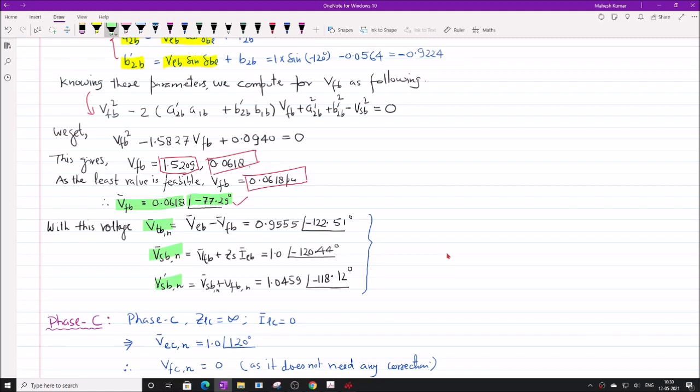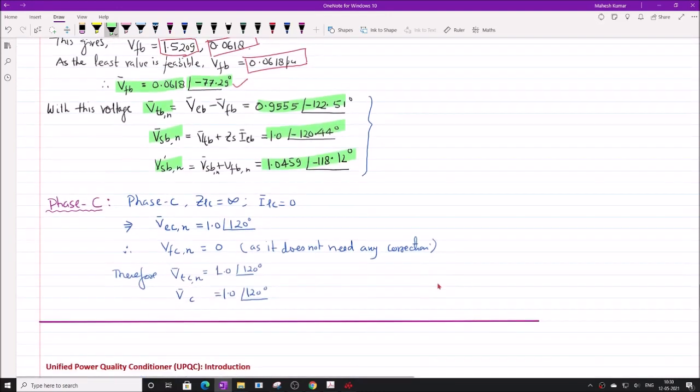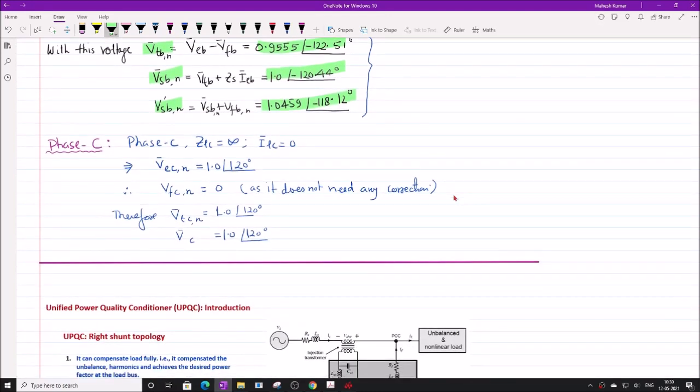And you can see that this is the effective source voltage, this is the terminal voltage, this is the actual source voltage. For phase C it is simple because ZLC is infinity, so ILC is 0, so VLC is the same as 1.0 angle 120 degree, hence VFC is equal to 0. And this is also the same. This is SC.